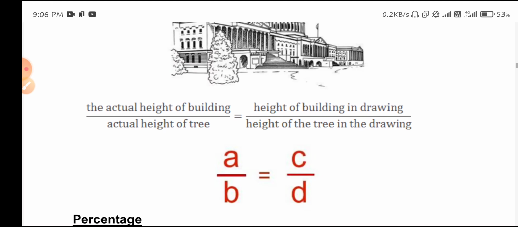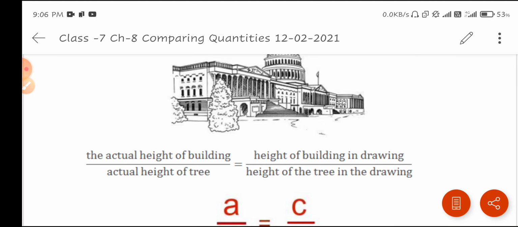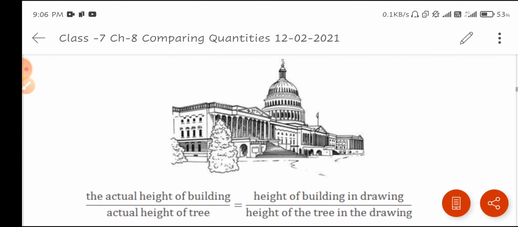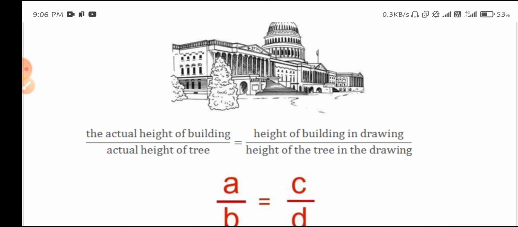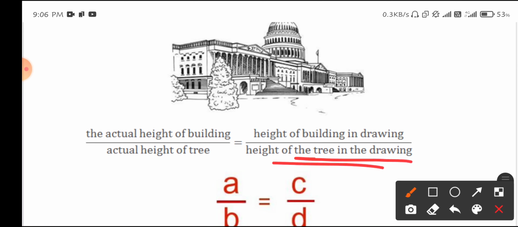See, one example is given: actual height of building upon actual height of tree, and height of building in drawing and height of tree in the drawing. Actual height of building means as you are seeing outside in the real world, and actual height of tree is in real life, and then the height of the building in drawing and height of the tree in drawing. So A upon B is equal to C by D.